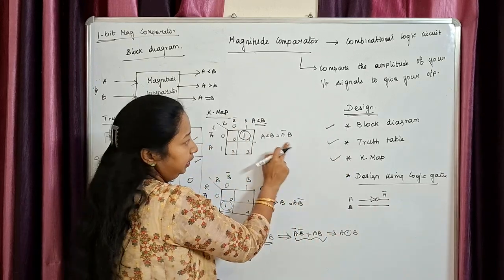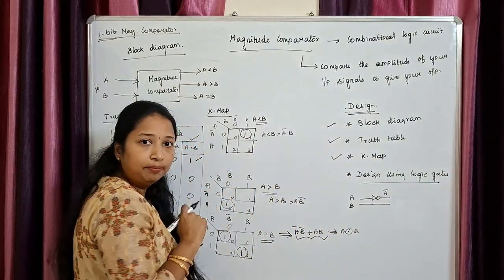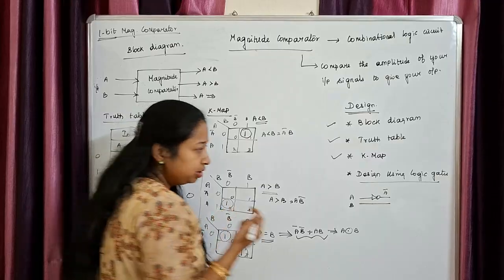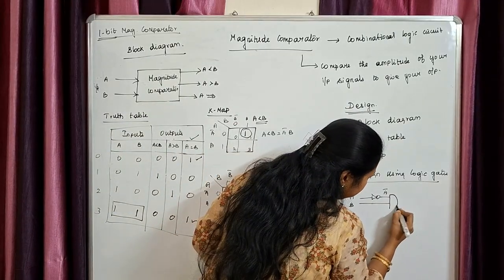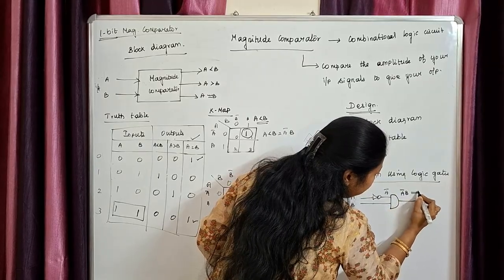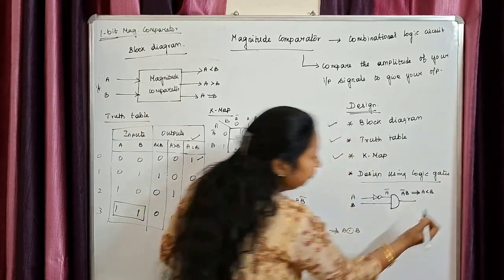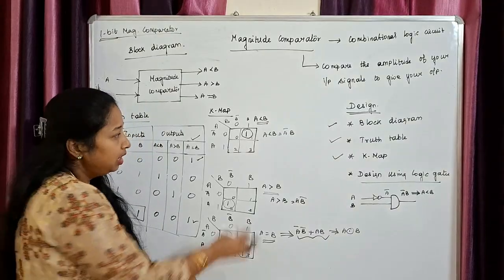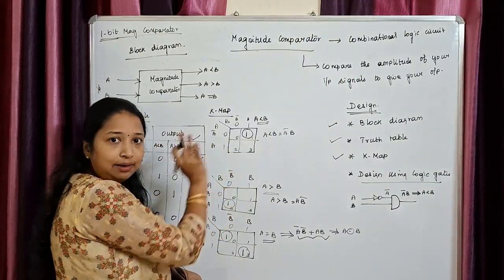Clear? Now, I have got A bar and B. Both are in product terms. If it is in product term, which gate should I use? I'll be using my AND gate. So, what is the output of this? This is A bar B, which is nothing but A less than B. Is it clear? Now, we are done with designing A less than B output.